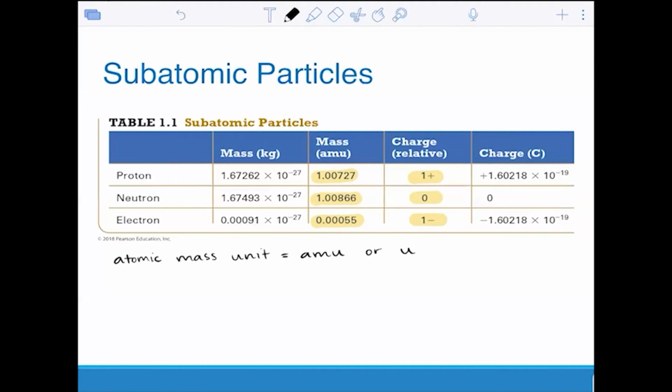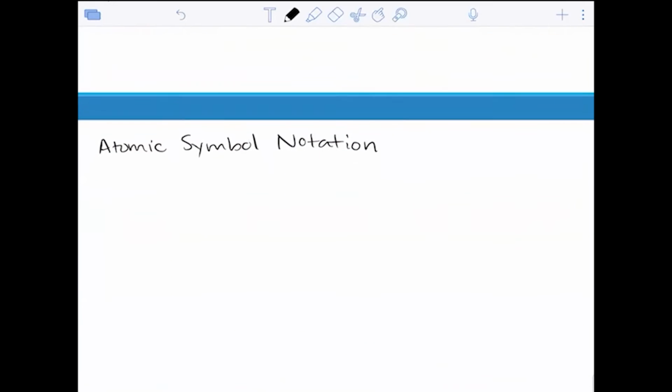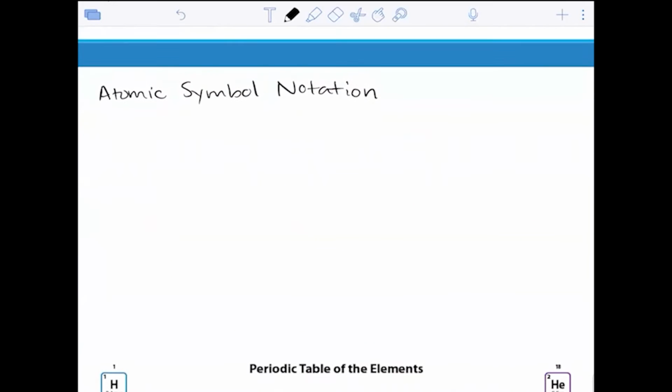Okay, some atomic symbol notation. What can we do with that information of the subatomic particles? Well, the proton count itself defines the element. Proton count is the most important factor in defining what atom or element we are working with. And that is what we call the atomic number.